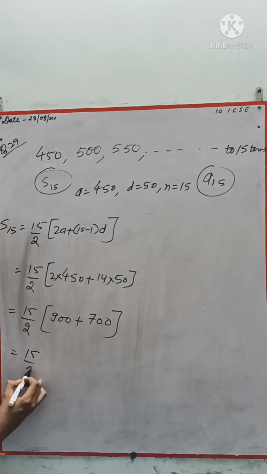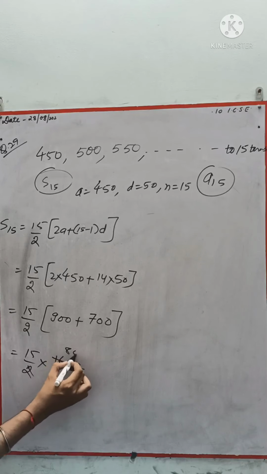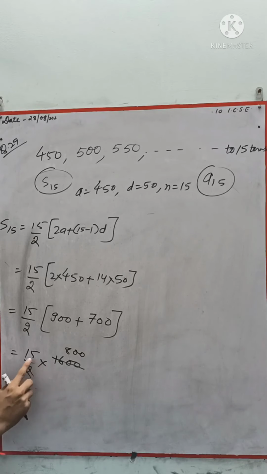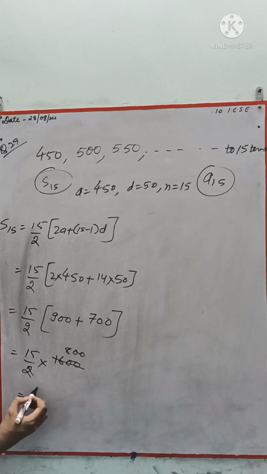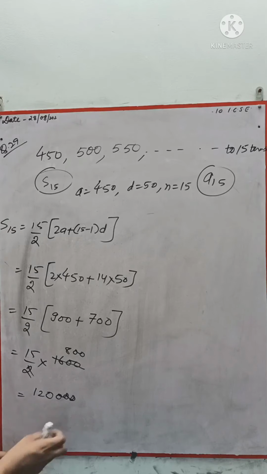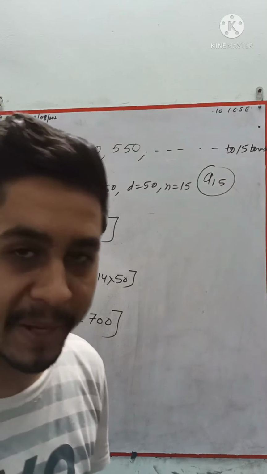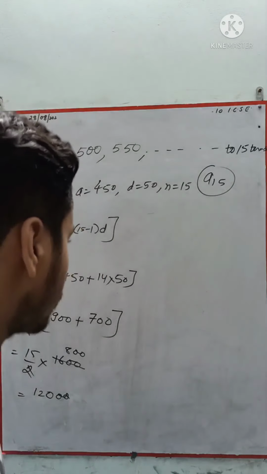So 900 plus 700 is 1600. This 2 with this 1600 we can cancel, 800. So 15 into 800, you will get 12,000. The total amount she paid is 12,000.